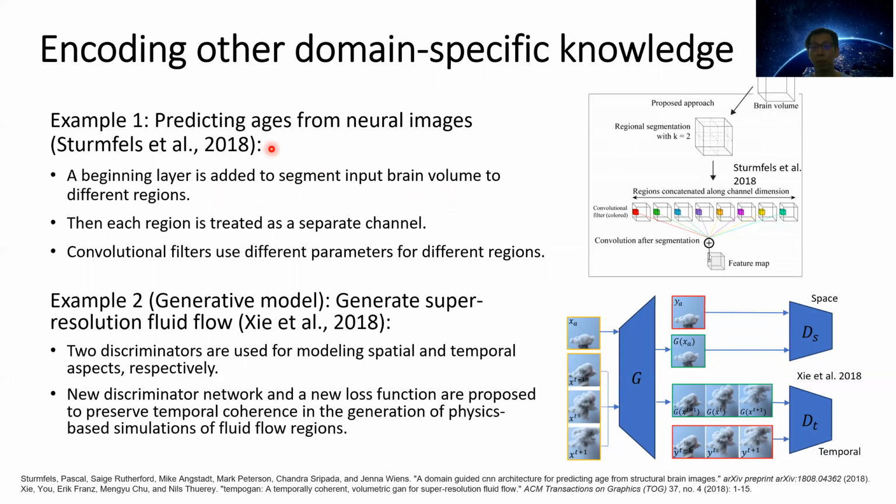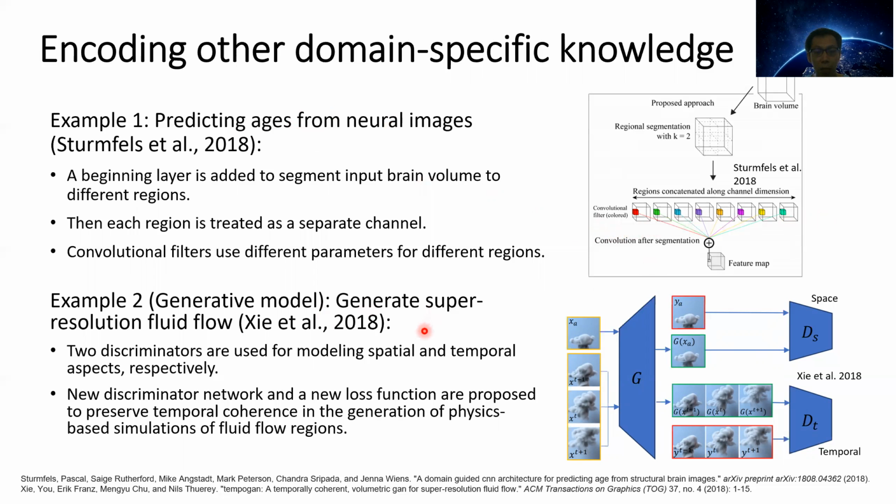And the reason is that by using this first layer, this segmentation layer, we can extract more representative or more descriptive features. And those features should be more relevant to this prediction task because this segmentation is based on certain domain knowledge in the neural image domain.